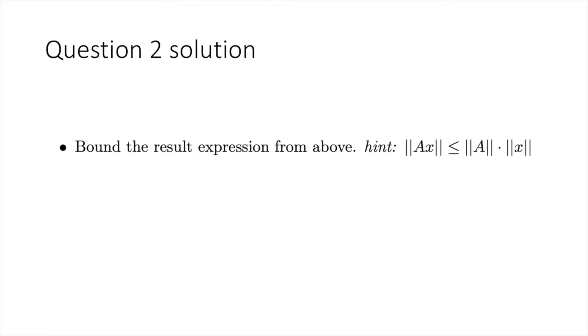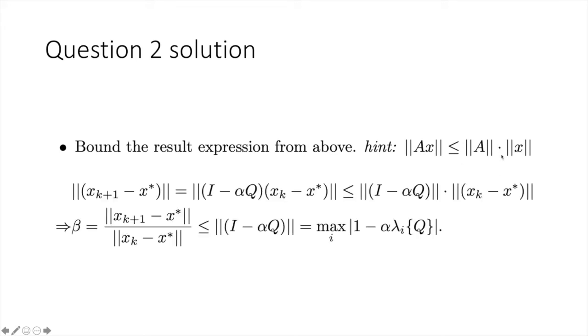So let's bound the result expression from above. Let's use the inequality that the norm of Ax is smaller than the norm of A multiplied by the norm of x. And so the norm of x_{k+1} minus x star is equal to this expression by the previous slide. That is equal to the norm of I minus alpha Q multiplied by the norm of x_k minus x star. If we divide this expression by the norm of x_k minus x star, we would get that beta, being the norm of x_{k+1} minus x star divided by the norm of x_k minus x star, is smaller or equal than the norm of I minus alpha Q.